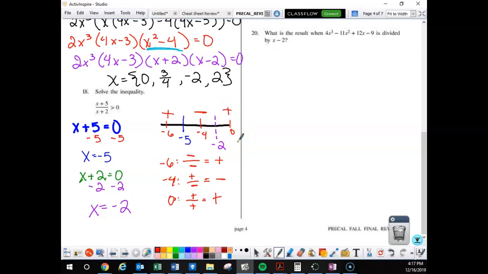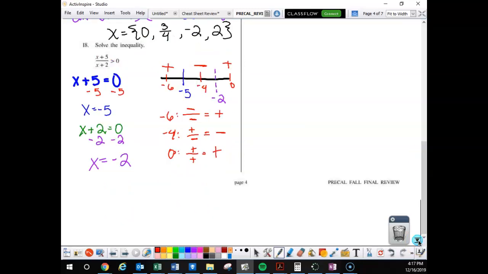So I want to know when it's greater than 0. And since it's not equal to 0, we're not using brackets at all. All we're using is parentheses. So I'm going to go from -infinity to -5, and then union -2 to positive infinity. And that would be my answer for that. That is when it is positive.